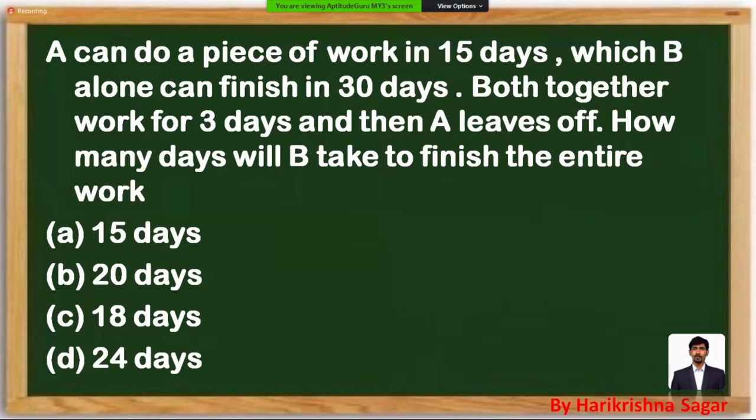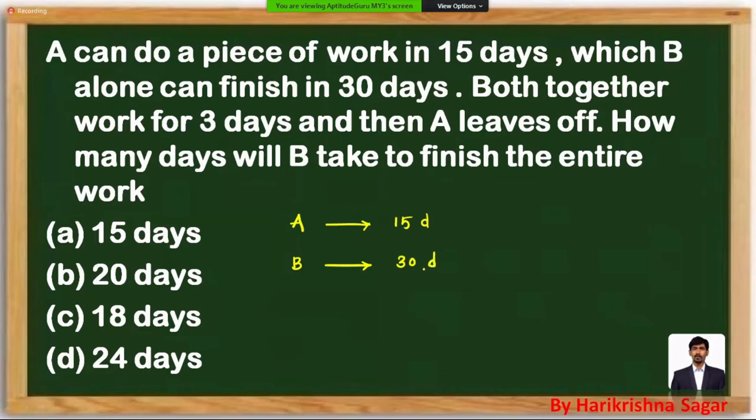A can do a piece of work in 15 days of time, which B alone can finish in 30 days. Both together work for 3 days of time, then A leaves off. How many days will B take to finish the entire work? So let me take the data in a proper way. A can do a work by taking 15 days of time. B can do the same work by taking 30 days of time.